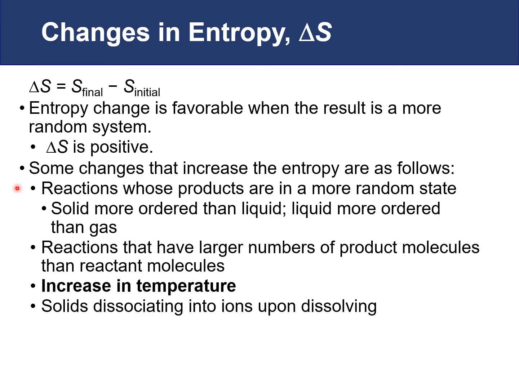A reaction whose products are in a more random state than the reactants would tend to lead to a higher entropy. So an example of this would be solids being more ordered than liquids, liquids being more ordered than gas. So having a solid melt gives it more entropy. Having a liquid boil, converting the liquid to a gas, creates a lot of entropy. The liquid is stuck where all the atoms have to be touching. In a gas, there are a lot of different ways of arranging gas atoms or gas molecules in the gas phase because they can occupy the entire amount of the container.